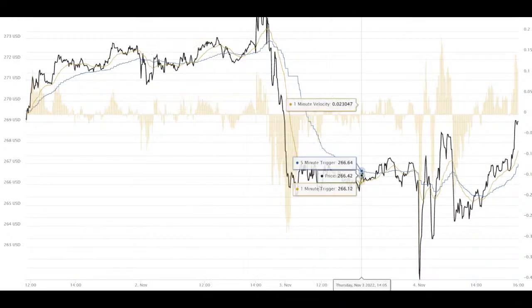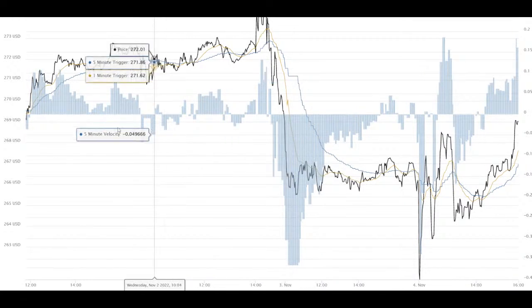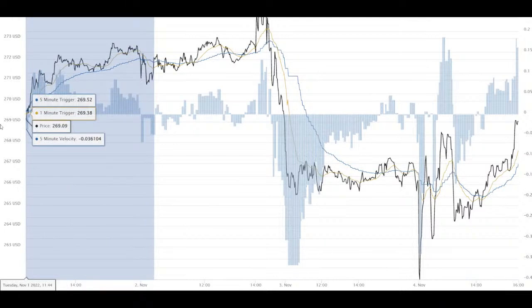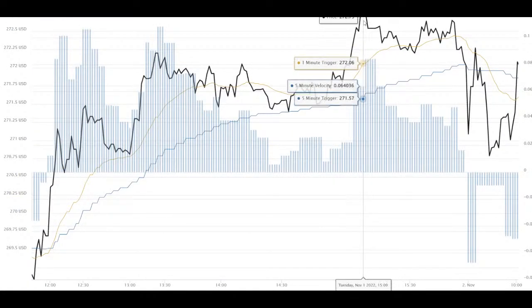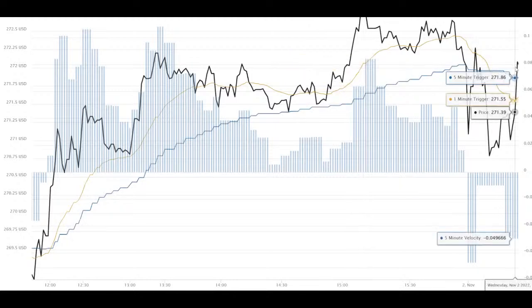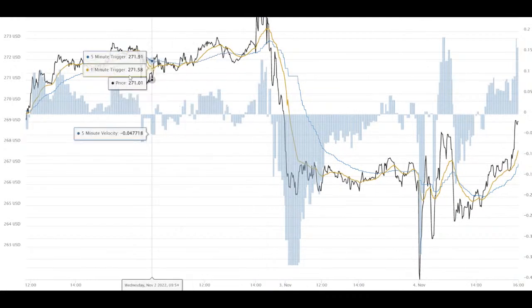So that's a short, quick example of how we use the Nimoy. If we look at the 5 minute, we pretty much had the same thing. We had the most extreme print right here, and then we had a higher high. Velocity did not make a higher high, that's bearish, and then price comes down. But what I want to bring out about this is something called an airplane setup.